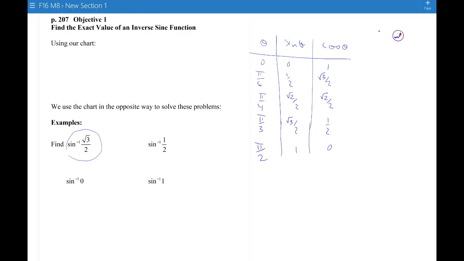So if it's helpful, you might write b equals sine inverse of root 3 over 2. And then you can take the sine of both sides and say, well, that means the sine of b is the sine of the sine inverse of root 3 over 2. But sine and sine inverse are inverse functions of each other, so they undo each other. So the sine of this angle, whatever it is, is root 3 over 2. So I look at my chart and find the angle that has a sine of root 3 over 2, and I say, oh, that angle is pi over 3.